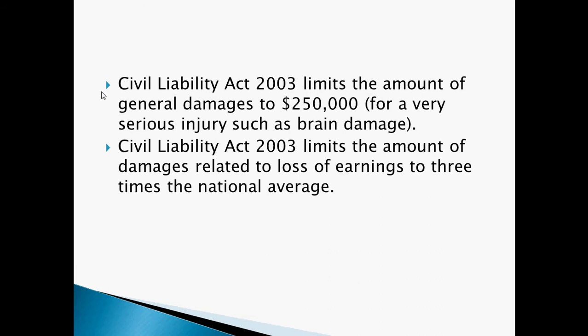The same Act, the Civil Liability Act 2003, also limits the amount of damages related to loss of earnings. So that if you, for example, can't earn an income for a period of a year, you can't claim to have lost earnings that are greater than 3 times the national average income. At the moment, that's around about $75,000 a year, and that's measured by the Australian Bureau of Statistics. It increases over time.